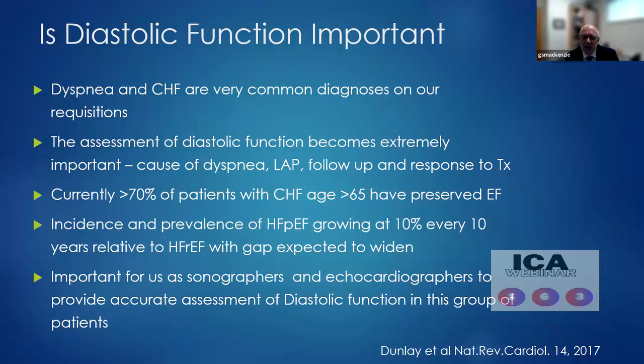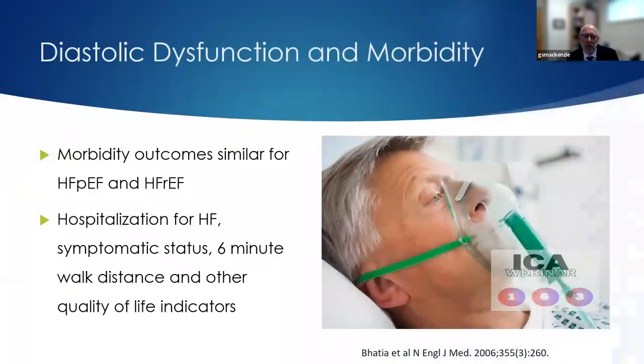At present, over 70% of the patients with heart failure who are older than 65 years of age have a normal ejection fraction. And the incidence and prevalence of HFpEF has been growing by about 10% every 10 years relative to heart failure with reduced ejection fraction, or HFrEF. And this gap is expected to widen in the coming years owing to the aging of our population, as well as the prevalence of conditions associated with HFpEF, such as obesity, metabolic syndrome, and diabetes. So yes, I think it's very important that we provide an accurate assessment of diastolic function in these patients.